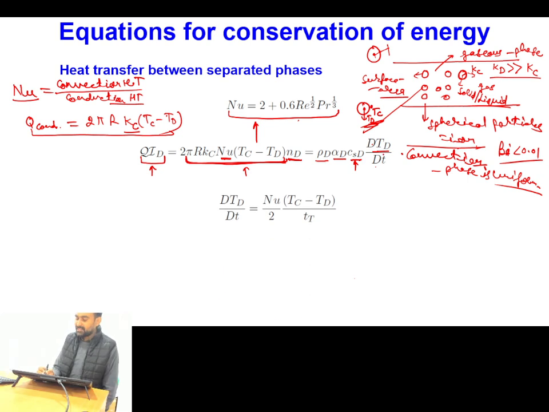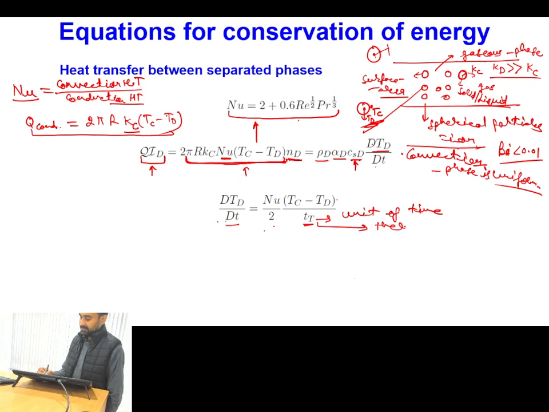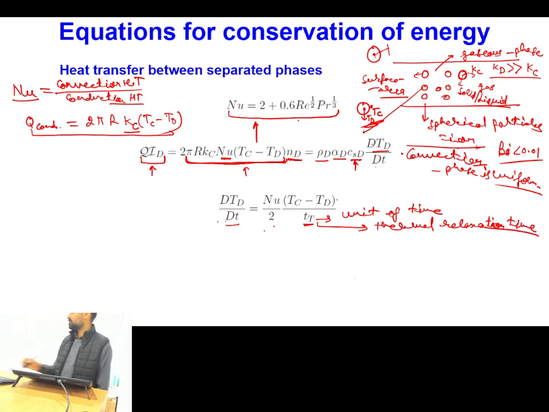So if I simplify this equation, I will be getting d by dt of Nusselt number by 2 into (Tc minus Td) divided by T. So this is the total rate of change of temperature with time. Nusselt number is dimensionless, this is temperature. So this has to have the unit of time. Okay. And this particular term is something which is called thermal relaxation. Is this one clear?